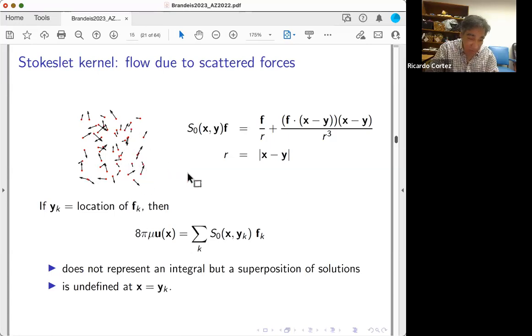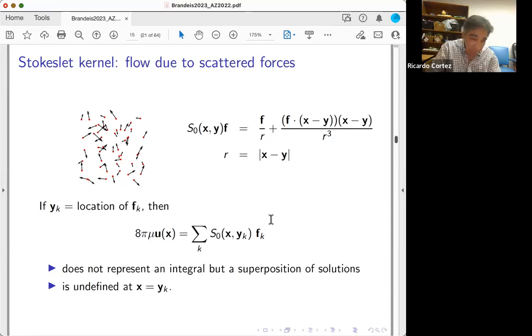And maybe the worst case scenario is if you have just scattered points with forces. This would not be a flagellum, but if you had point forces scattered around, then there's no integration here. All you can say is that the velocity would be the superposition of all the velocities from each force. And this would be undefined at the points where the forces are applied because there's a singularity there.